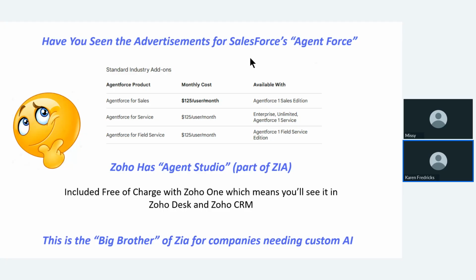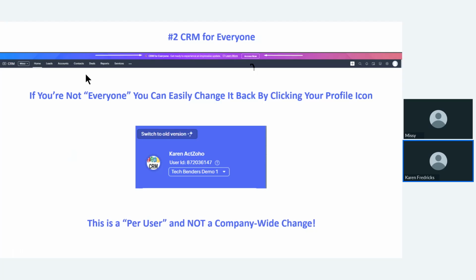Zoho, on the other hand, has something called Agent Studio. It's their version. It's included free, that would be free of charge, with Zoho One, which means you'll see it if you're using Zoho Desk or the enterprise version of CRM that comes with Zoho One. And again, this is not something a lot of you are going to use, but if you have a bigger organization and you've been looking at AI agents, yes, we have it. And it's called Agent Studio.